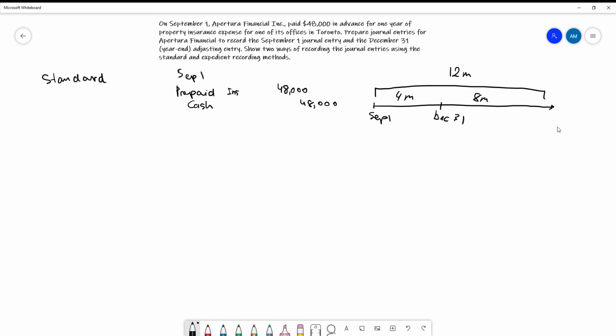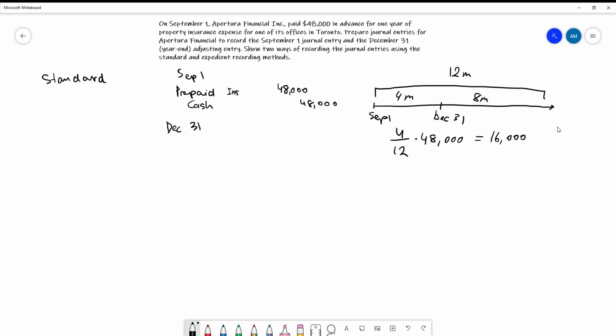So to account for the portion of this expense that is from September 1st to December 31st, we need to divide that 4 months by 12 and multiply by the total amount of the cash outflow that was made. So this gives us 1/3 of 48,000, which is 16,000. So 16,000 is the portion of this expense that the company will have used by December 31st. So to account for that, let's create an adjusting journal entry for December 31st.